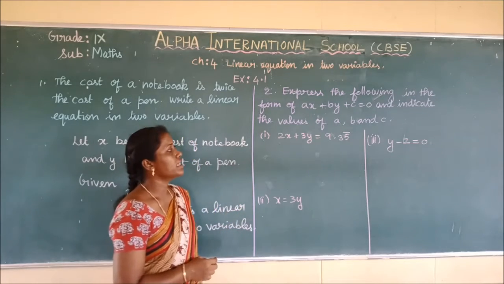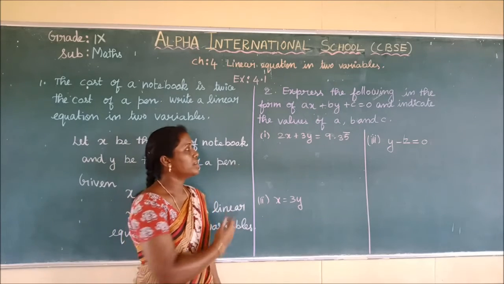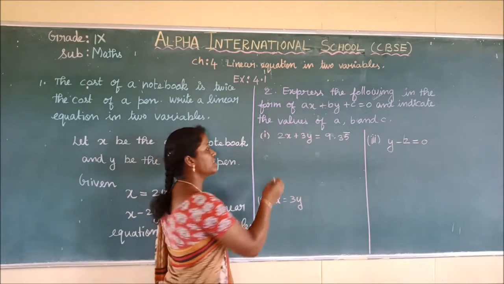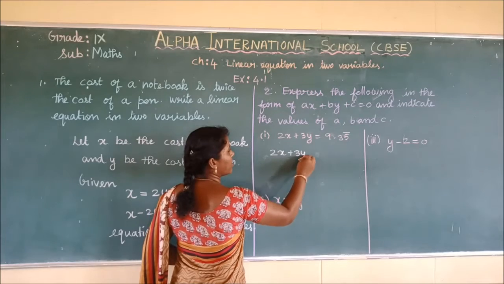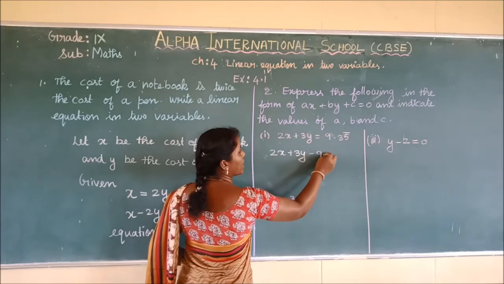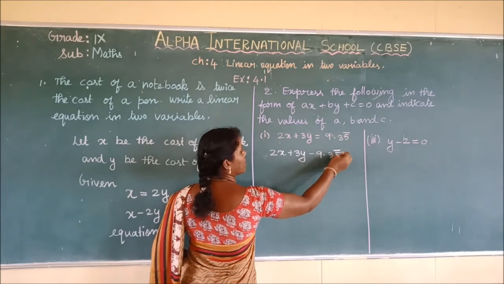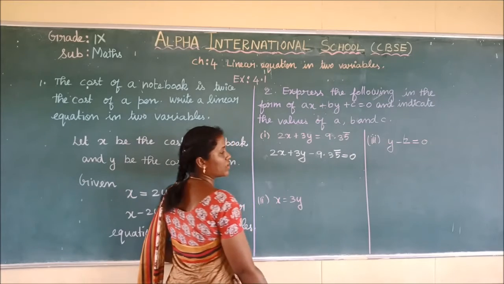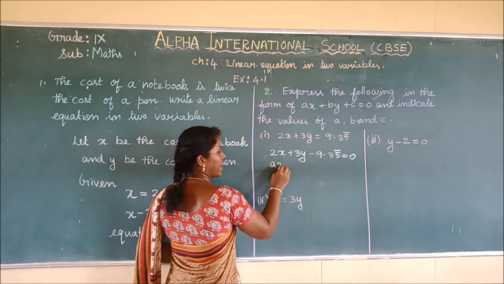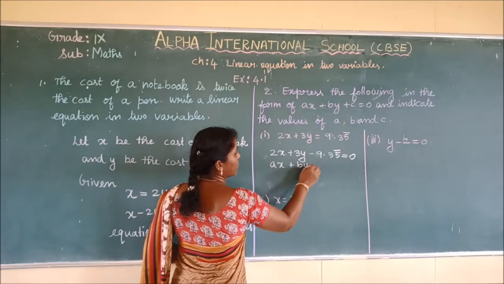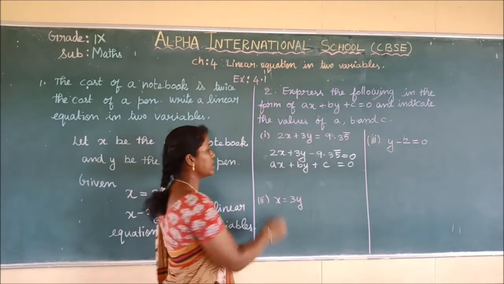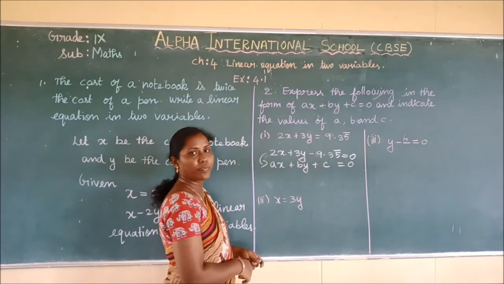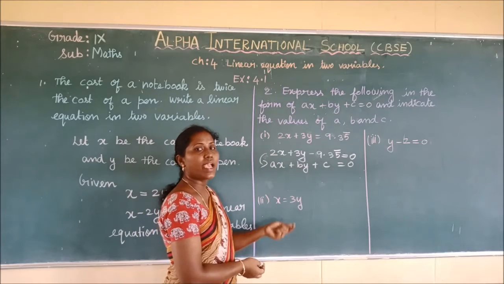Okay, now see here, 2x plus 3y. Already we have 2x plus 3y. Just rearrange the equation as 2x plus 3y, the constant comes here, minus 9.35 is equal to 0. Actually this is in the form of ax plus by plus c is equal to 0. We converted this now. See here, we can compare this form. And what is the value of a, b and c?